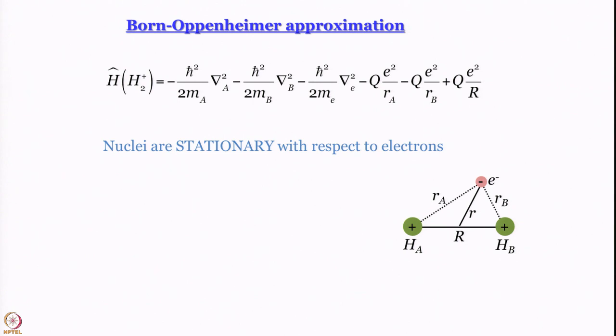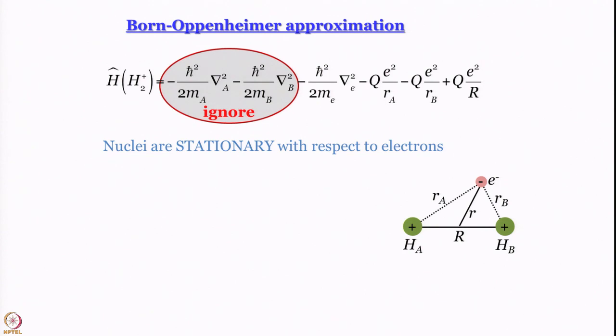So, when we use this consequence of the Born-Oppenheimer approximation, how does this expression for the Hamiltonian simplify? To keep things very simple, I am working with the Hamiltonian for H2 plus. For H2, we will just add those additional terms. So, first of all, this del A square, will you agree with me that this becomes 0? Will you agree with me that the del B square term becomes 0? Because we are considering the nuclei to be stationary, there is no question of their kinetic energy. So, these two we can ignore under the Born-Oppenheimer approximation.